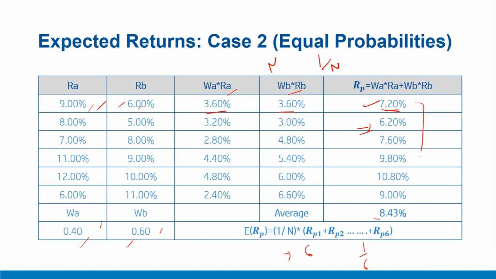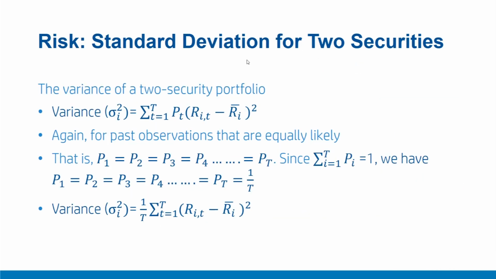That means we sum up all these return numbers and then take the average, which is 8.43%, the average of all these 6 return figures, and that becomes our expected return for the equal probability case, where all the probabilities are equal. To summarize, in this video, we discussed how to compute expected returns for a portfolio in case 1, where given scenarios comprise different probabilities, and case 2, a scenario where all the scenarios have equal probability.